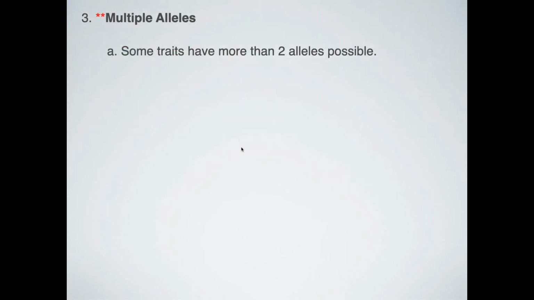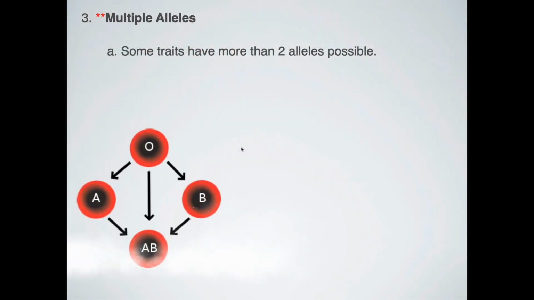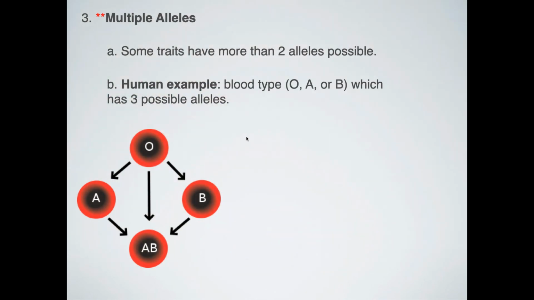So multiple alleles, though, some traits do have more than two. The most common example is blood type. So for blood type, we have a whole bunch of different possibilities. And so we have O, A, or B, and you can have any mixture of those. You can have O and A, we just call that A. We have O and B, we just call that B. You have A and B, we call that AB.